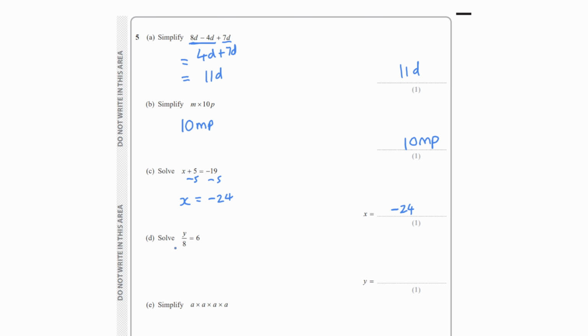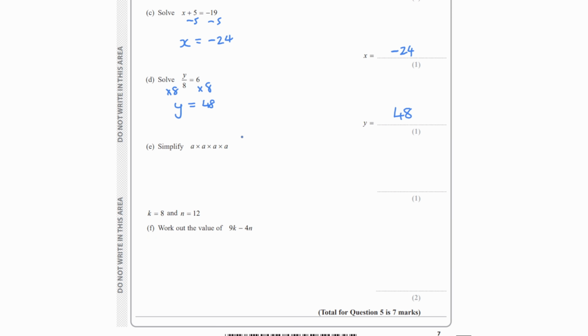Y divided by 8 is equal to 6, so we want to undo dividing by 8. We multiply by 8 on both sides, giving us an answer of y is equal to 48. Simplify a multiplied by a multiplied by a, that's a to the power of 4.